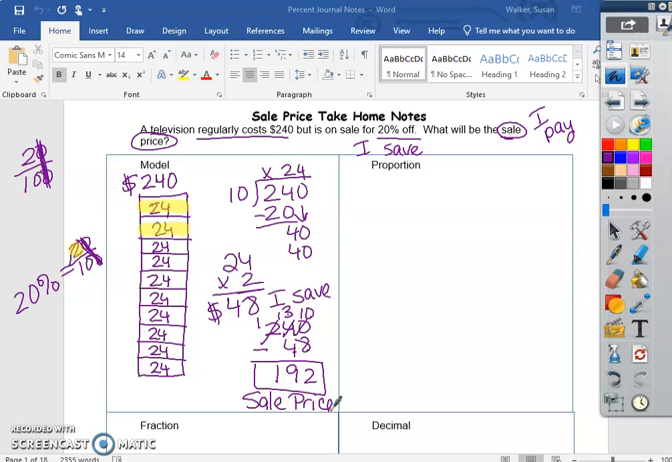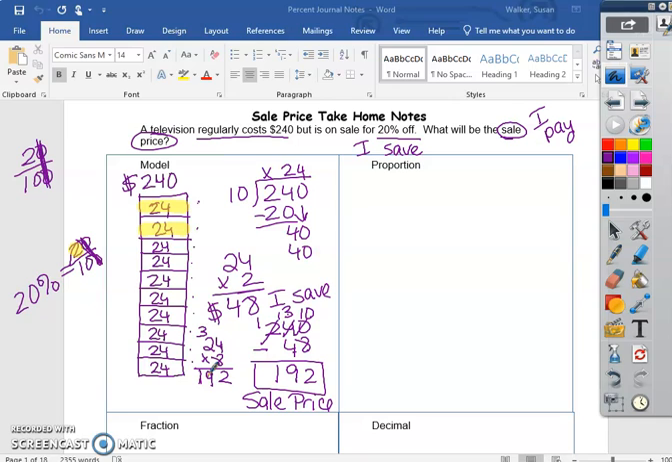Now, the other way is, if I save this, that means I'm paying this. I'm paying 1, 2, 3, 4, 5, 6, 7, 8 parts. 24 times 8. 8 times 4, 32, carry the 3. 8 times 2, 16, plus 3, is 192. Notice we get the same answer either way.